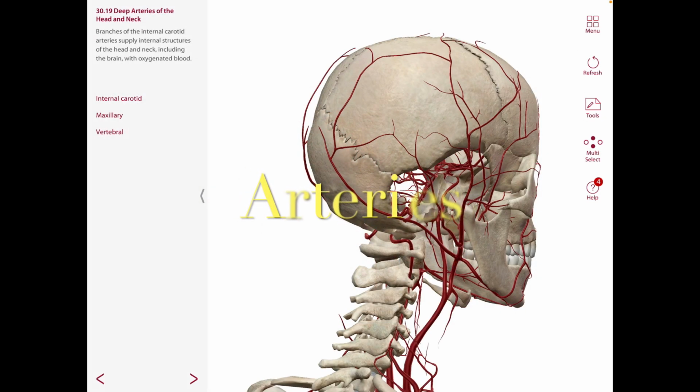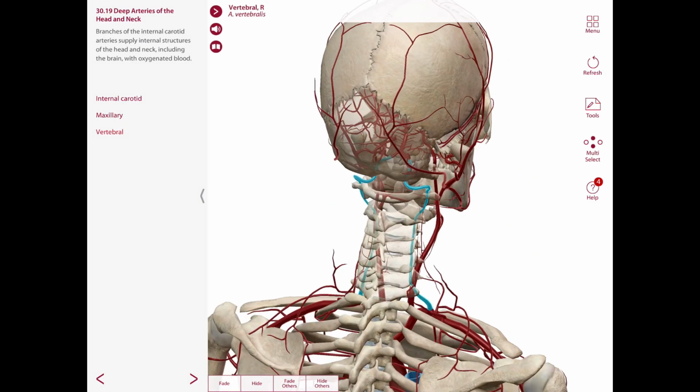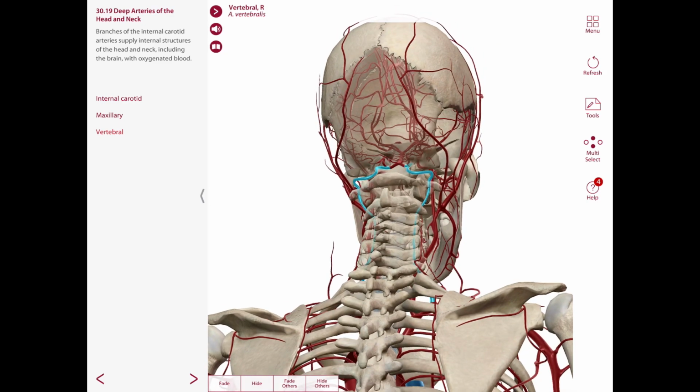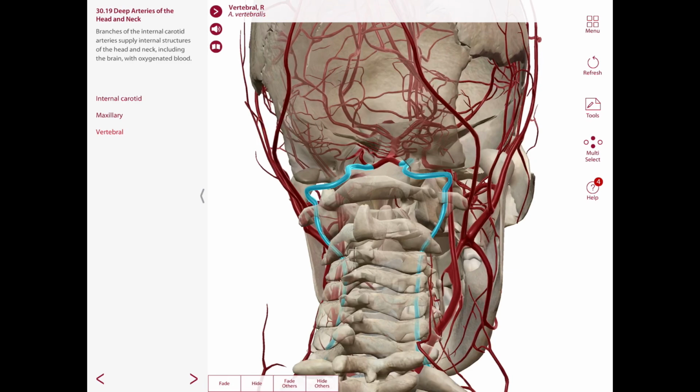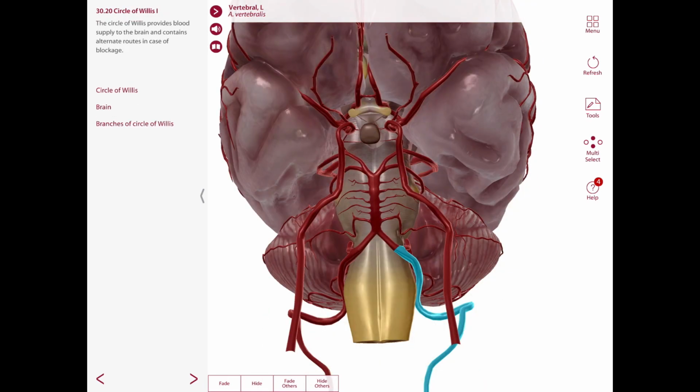Now let's talk about the arterial supply. Here we have the vertebral artery, which is a branch of the first part of the subclavian artery. It enters the cranial cavity via the foramen magnum. Here's again the vertebral artery. As you can see, the right and left vertebral arteries join each other at the junction of the medulla and the pons to form the basilar artery, which is this structure right here.